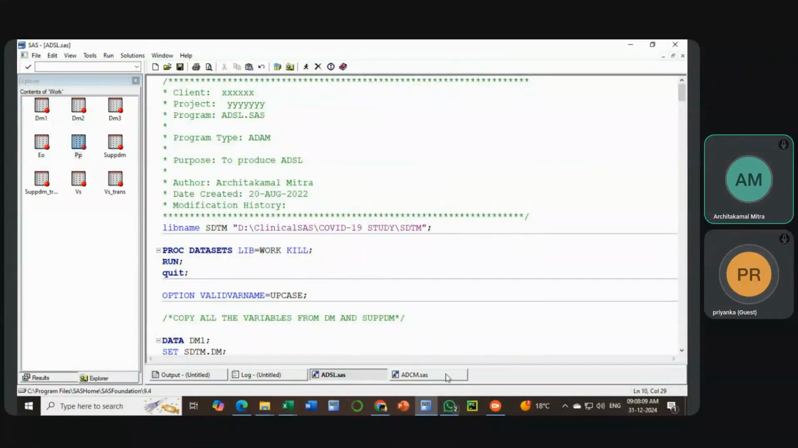Should I go a little bit of ADCM, or let's do it later? Actually, it's 10:40 for me. Let me do one thing. Let me first stop the recording.